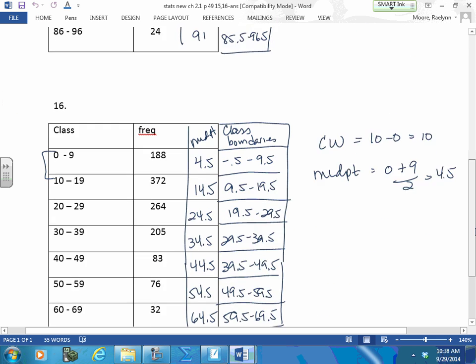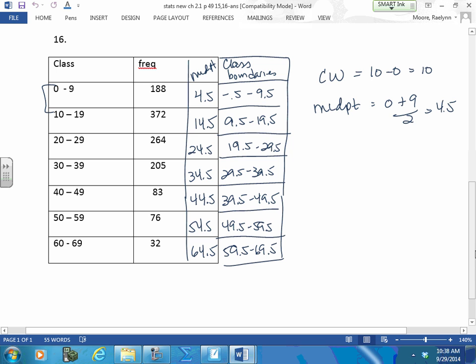Okay. The second one, this one does look a little bit strange in your boundary. Again, class width between any two consecutive intervals, the lower end or the upper end. So your class width is 10. Your midpoint, take your first class, 0 plus 9 divided by 2, 4.5, add 10 all the way down. Now your class boundaries, yeah, it has a negative here. If you take 0 and you subtract 0.5, you get a negative.